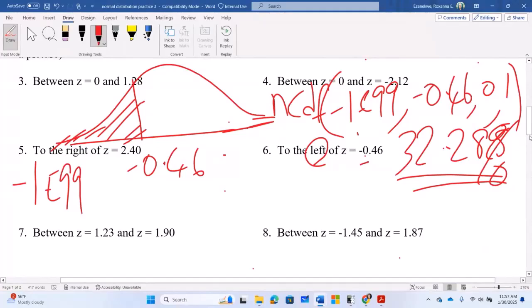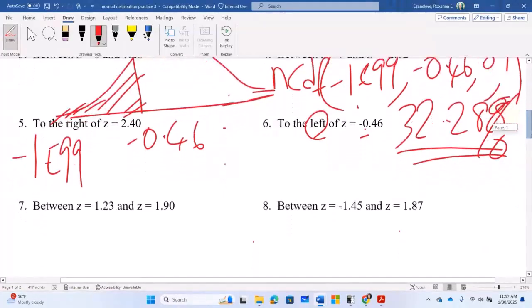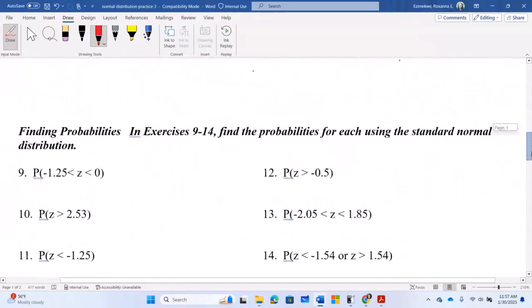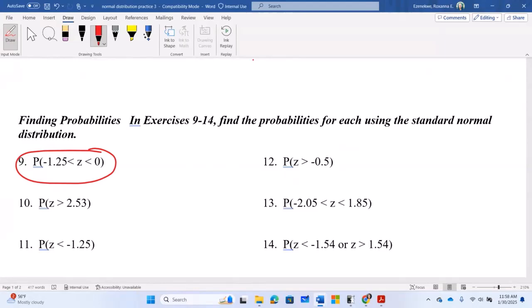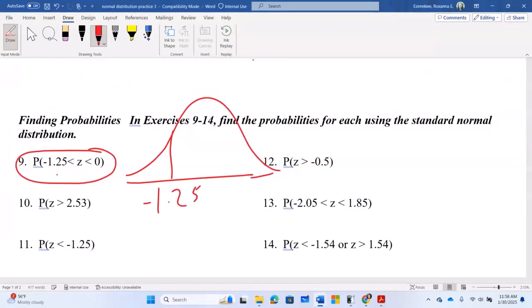If you can do the first page of this worksheet, that's just fine. I want you to see number 9 is still probabilities. So I want you to know they're talking about probabilities. The same thing. All you have to do is draw a normal curve. The number at the left is the smaller number, negative 1.25. The number at the right is the bigger number, and they're telling you to find the area. We already know how to do this.